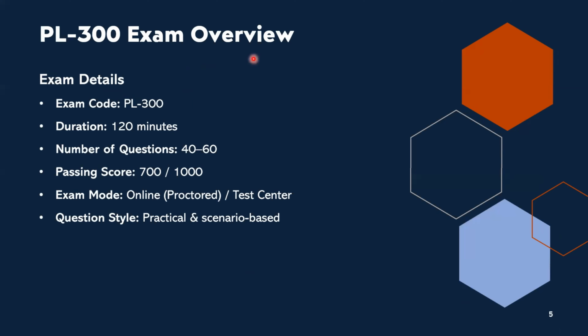Let's understand the overview of this PL-300 examination. PL-300 is nothing but the exam code given by Microsoft. The duration of this exam will be 120 minutes. In those 120 minutes, you will have to solve between 40 to 60 questions. So what will be the passing criteria? Out of 1000 points, you will have to score at least 700 points.